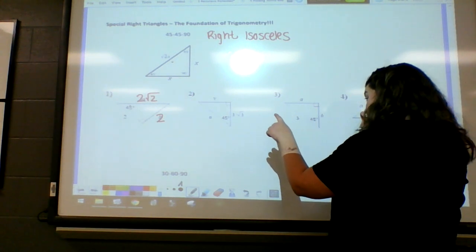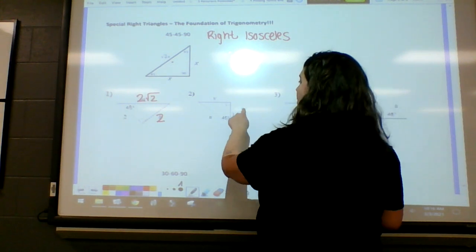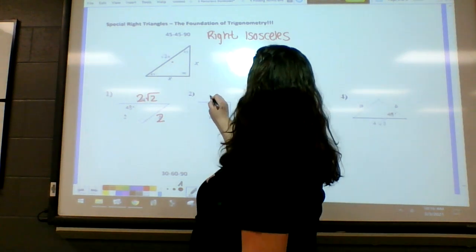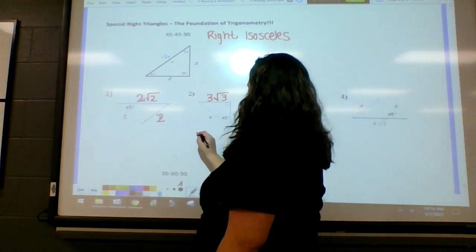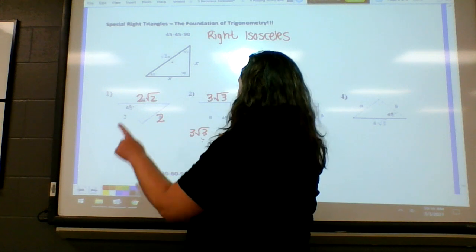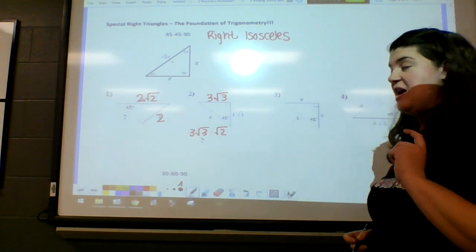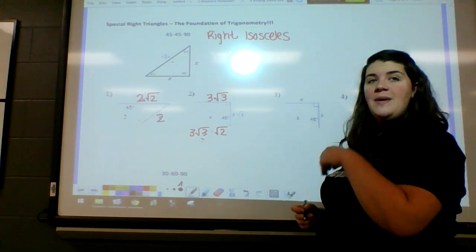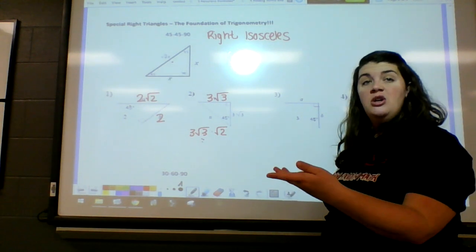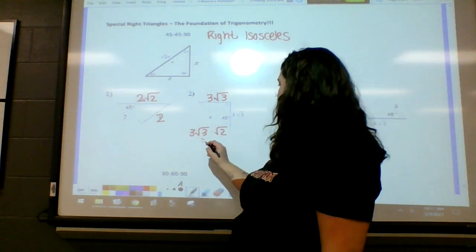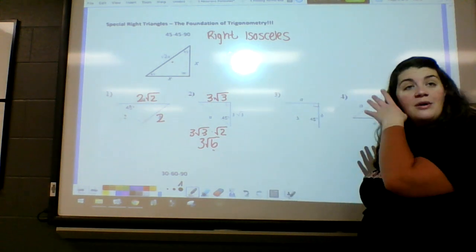On number 2, it's also a 45-45-90. 3 square root of 3 is the side length, so what's the other side, B? 3 square root of 3, the same thing. And then to get your hypotenuse, what do you have to do? It's not times the square root of 3, but times the square root of 2, because it's always times the square root of 2. So take whatever the side was, times it by the square root of 2. And you can simplify this: 3 square root of 3 times the square root of 2 is 3 square root of 6. So your hypotenuse is 3 square root of 6.